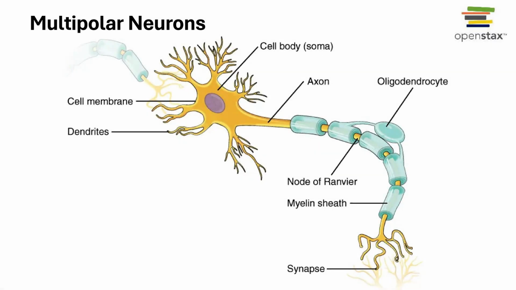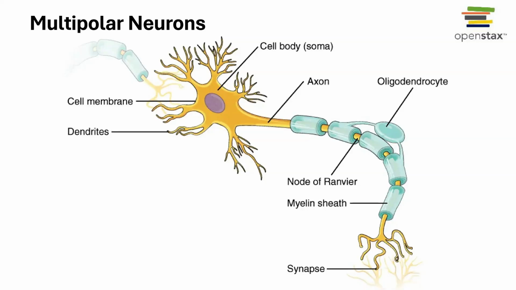Let's begin by describing the structure of a typical multipolar neuron, which is the most common type found in the central nervous system. The soma, also known as the cell body, is the central part of the neuron. It contains the nucleus and organelles that maintain the cell's metabolic activity. Extending from the soma are dendrites, branching structures that act like antennae. These dendrites are covered in receptors that detect neurotransmitters released by other neurons.